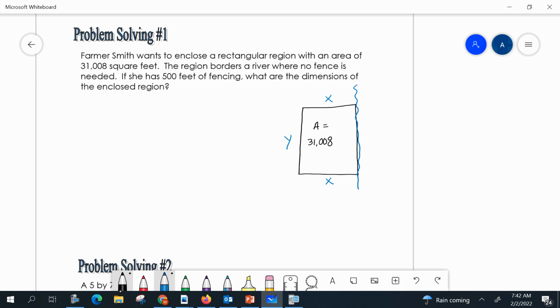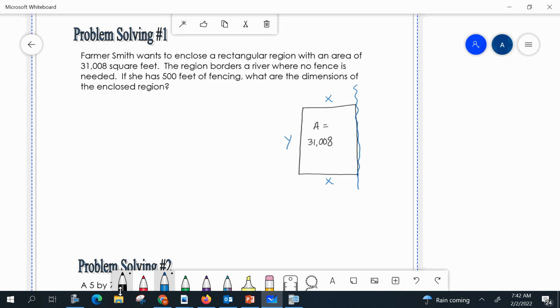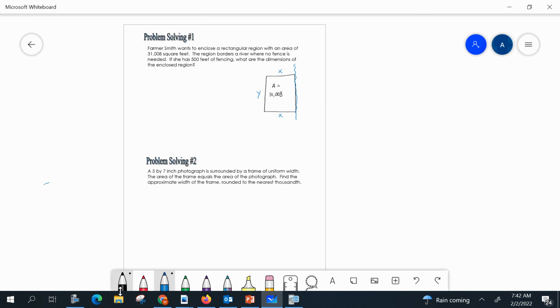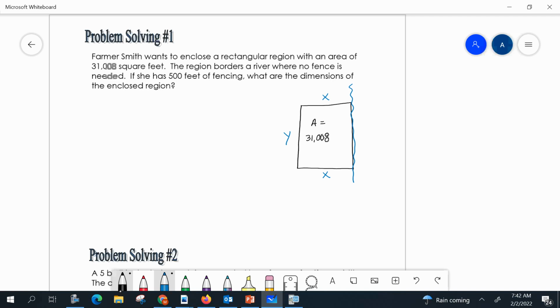And we know that she has 500 feet of fencing. So what are the dimensions of the enclosed region? We're going to basically find X and Y. So what we can do is we can start writing equations out of the information that was given to us. So the first equation is going to maybe be for the area. X times Y is 31,008.